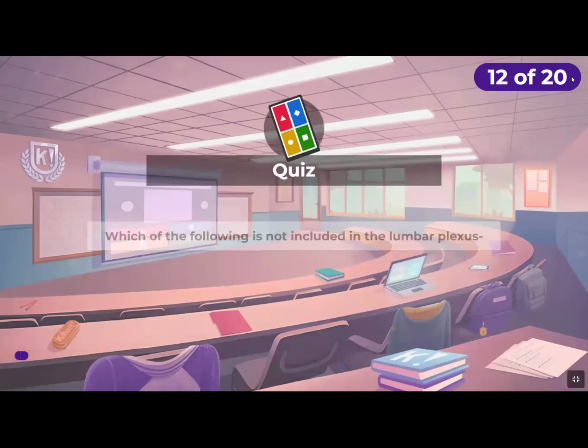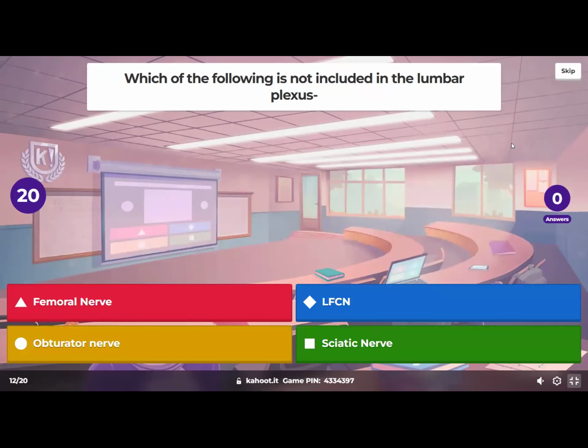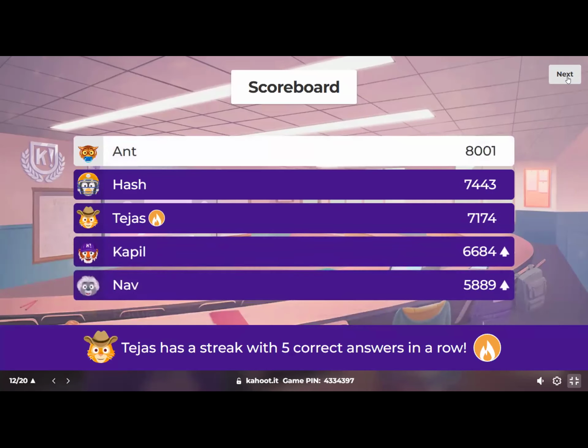Next. Which of the following is not included in the lumbar plexus? Very simple. Yes. So Ant is still leading, followed by Hash.